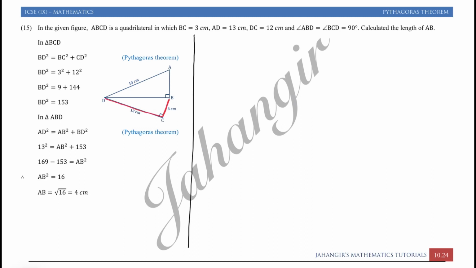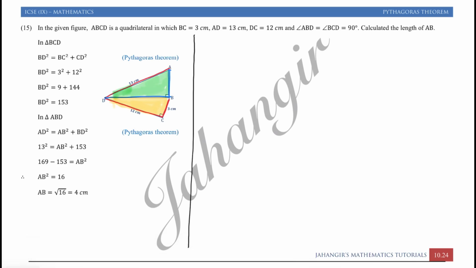DC is given as 12 centimeter, and AD is given as 13 centimeter. This part is given. And angle 90 degree is given. So if I am drawing this as 90 degree, I am getting one triangle which can be shown like this. This is one right angle triangle, and another right angle triangle I can take is this one, the lower one. Okay, we have two right angle triangles.